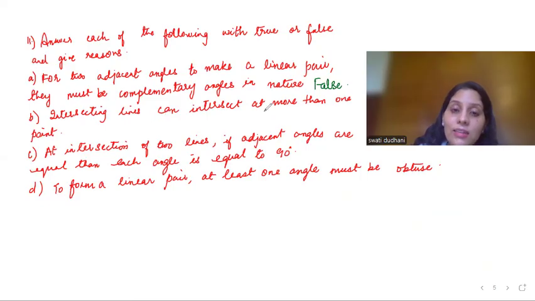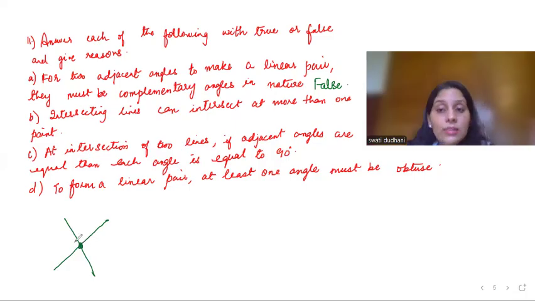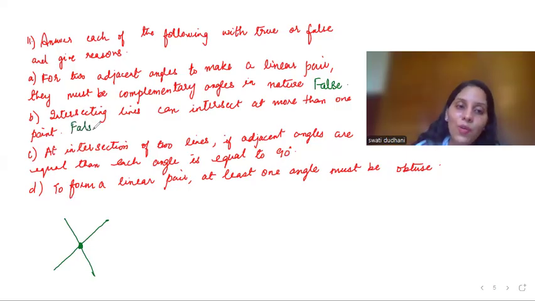Intersecting lines can intersect at more than one point. So let us draw intersecting lines. Here I have two intersecting lines. Do they intersect at more than one point or do they intersect at one point? They intersect only at one point. So two intersecting lines will always intersect at a single point. So this is again false.